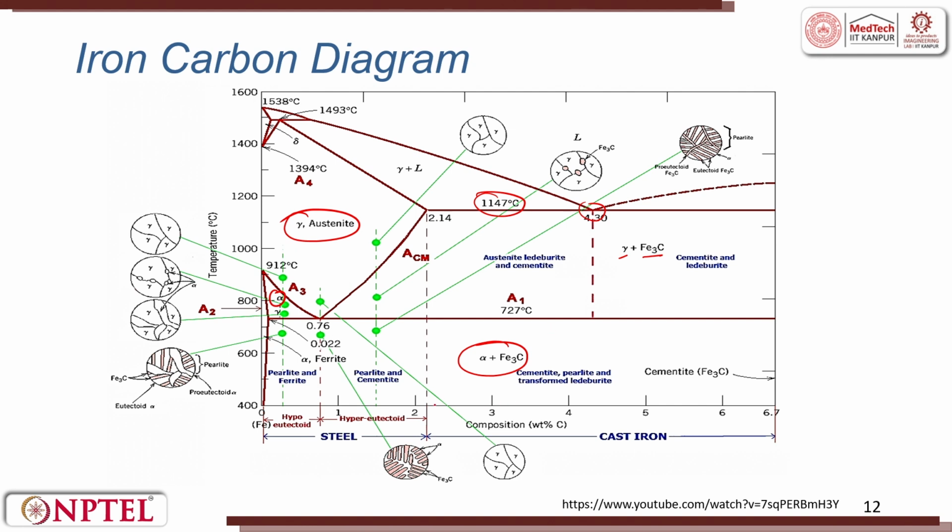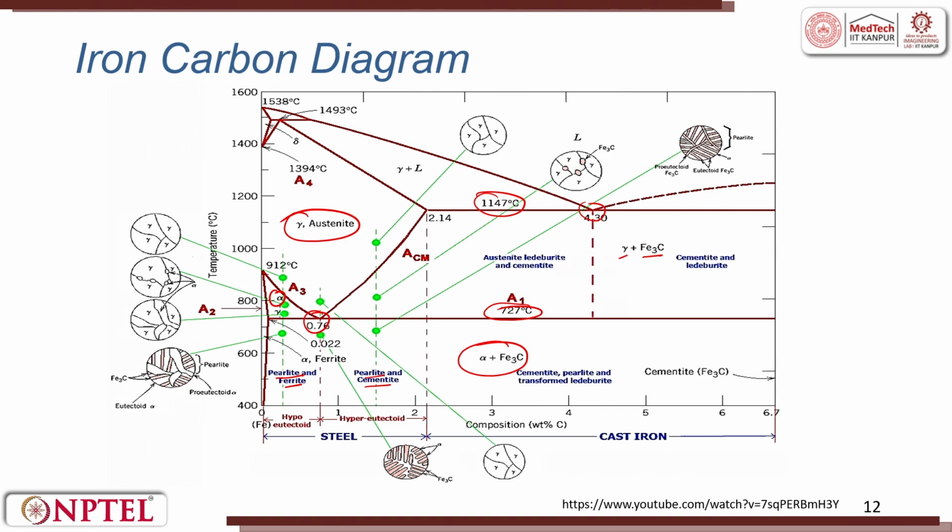Eutectoid reaction is at 727 degrees centigrade at 0.76 percent of carbon. Solid turns into two different solids, that is our austenite here turns into hypoeutectoid and hypereutectoid solids here. Hypoeutectoid here is pearlite plus ferrite, hypereutectoid is pearlite plus cementite. So, this is our iron carbon diagram.